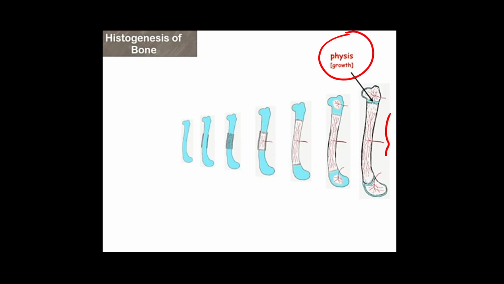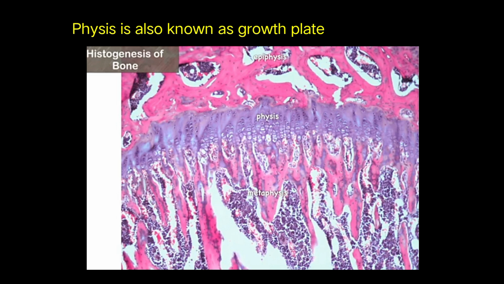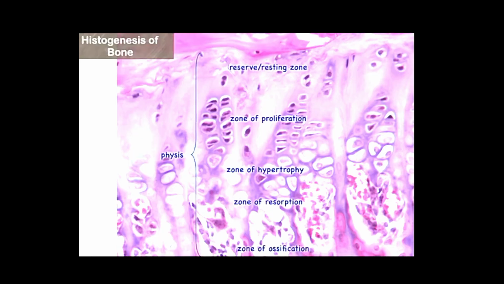This is the diaphysis, this is the epiphyseal plate on both sides, this is the epiphysis, and this is the metaphysis just below the diaphysis. So physis is also known as the growth plate. Epiphysis is there, this is the physis, this is the metaphysis. This is the growth plate. Histologically we can see that it has a cartilaginous structure, and the cells we can see.